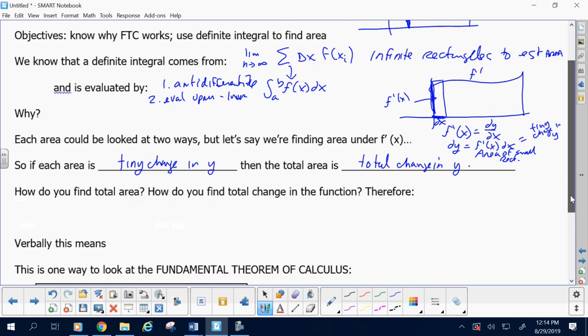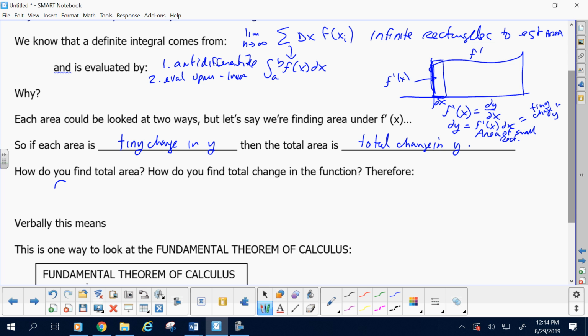Now we know that we find total area by calling it a definite integral. We say total area under f prime, let's call it clearly f prime. We've talked about how the total area of that summation can eventually be called this idea. Now the question: why do we anti-differentiate and plug stuff in? Why do we do that? Well, we just said that when you find those areas, you're finding the total change in y. Doesn't that mean the y values and how much they change?